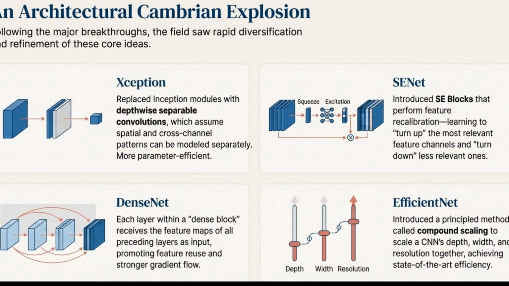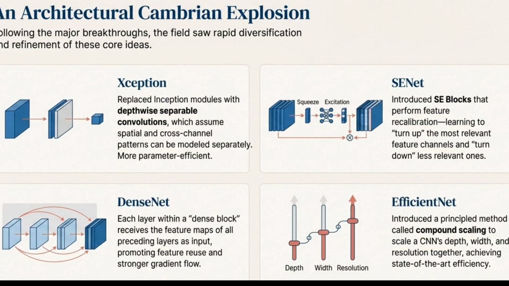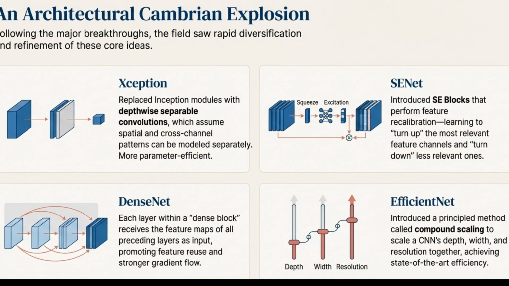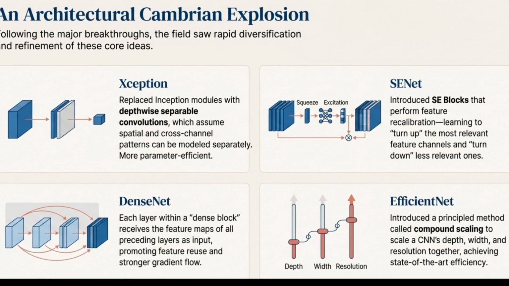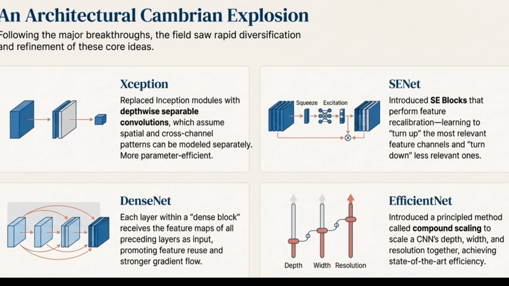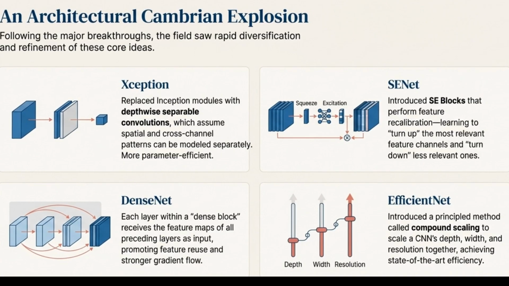Second, DenseNet took the idea of feature reuse to its extreme. Within its dense blocks, every layer receives the feature maps of all preceding layers as input, promoting maximal information flow, mitigating the vanishing gradient problem further, and requiring fewer parameters overall.